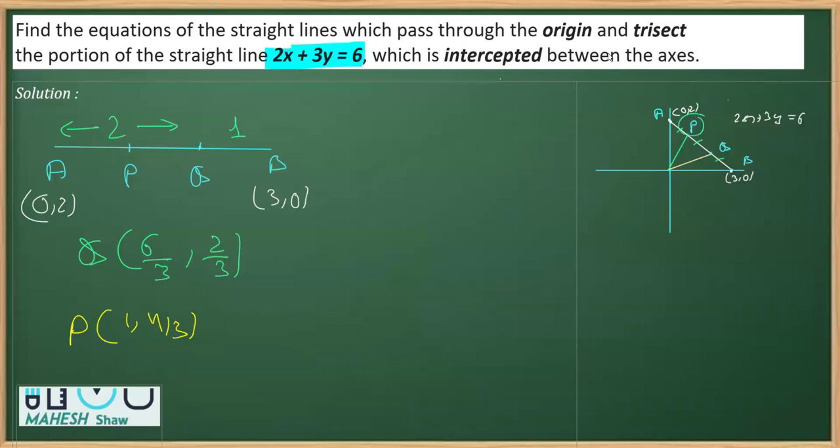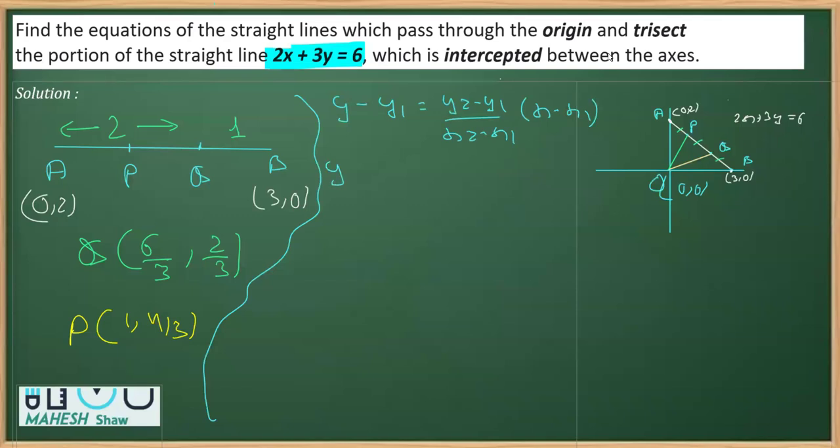Now, we got the coordinate of P, and this P is known to us and the origin is the other coordinate. So we can find the equation of this line using the two-point form. If I apply the two-point form formula, the coordinate for the origin is 0, 0, and the coordinate for P is this. So it's y minus y1, where I take the origin as y1. Let me write the formula: y minus y1 equals y2 minus y1 over x2 minus x1 into x minus x1.